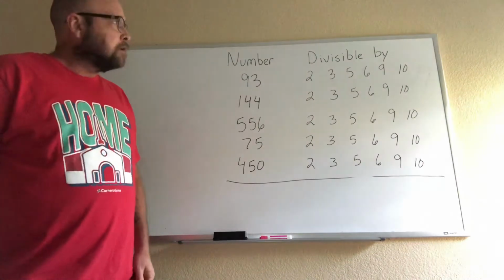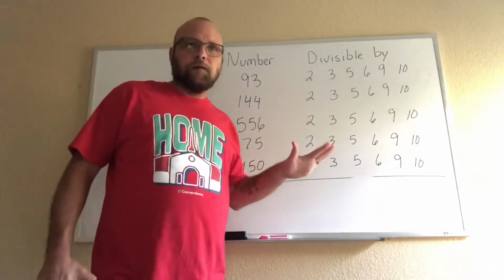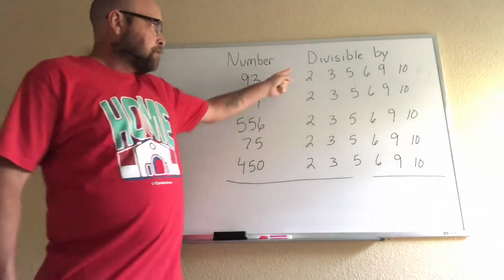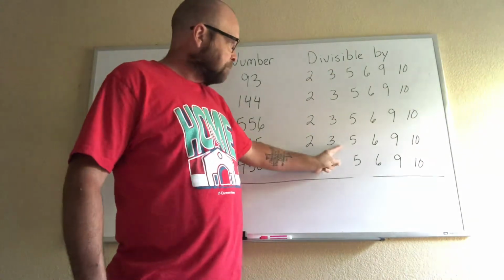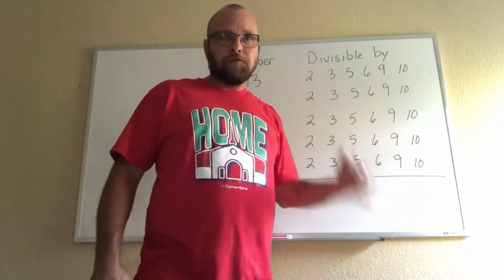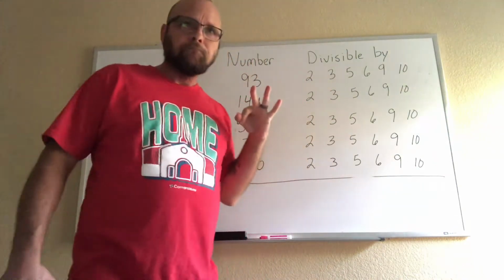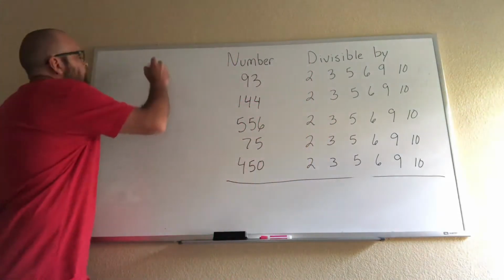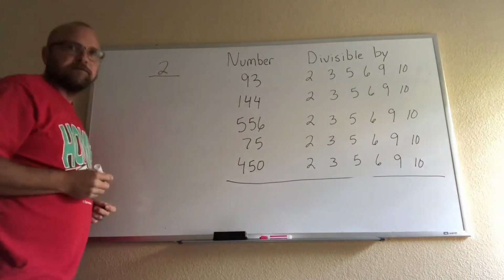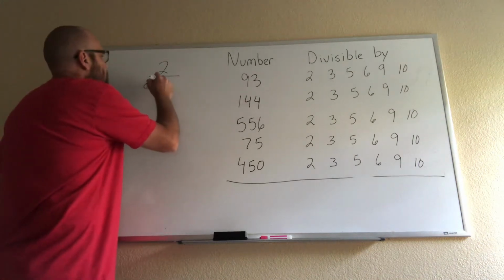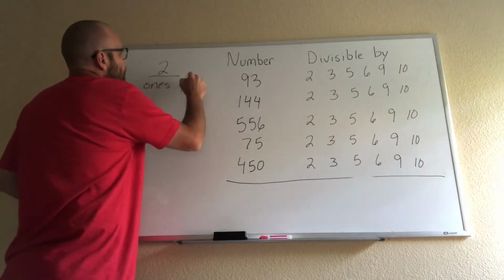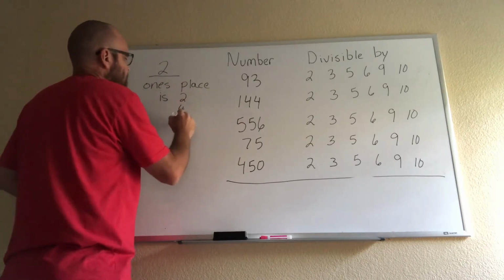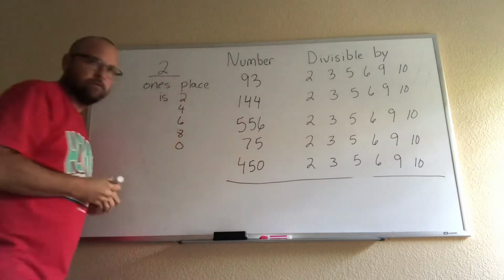So now we're going to start. I always like to start with the easiest 3 to remember and to find. The 2s, the 5s, and the 10s are the first 3 I'm going to do. I'm going to start with the rule for 2. The rule for 2 is if the ones place is a 2, a 4, a 6, an 8, or a 0.